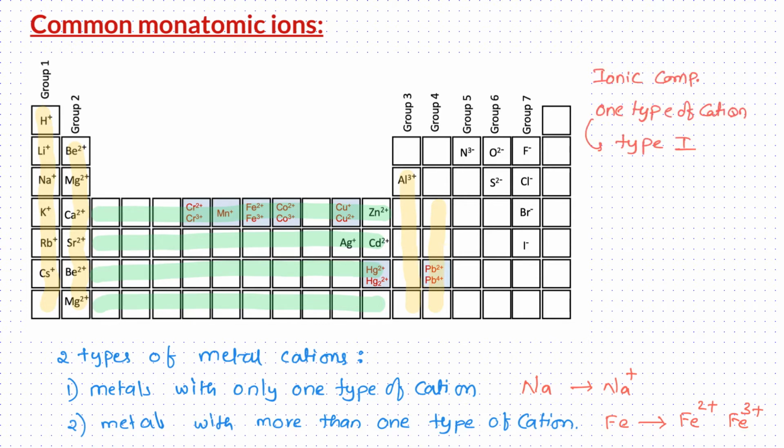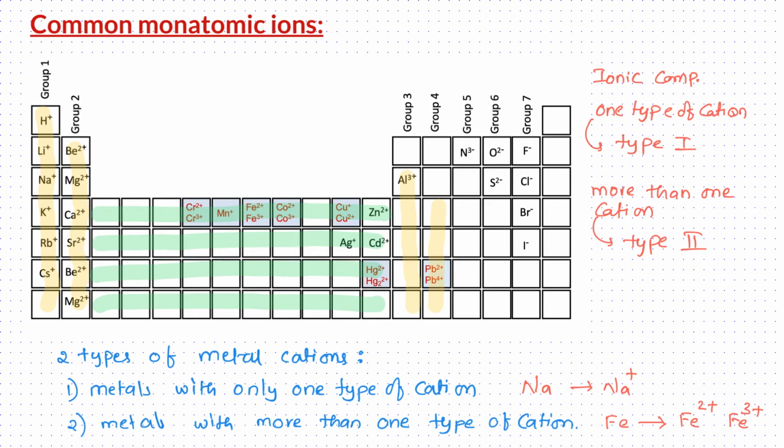So, an ionic compound containing a metal that can form only one type of cation is classified as a type 1 ionic compound, and an ionic compound containing a metal that can form multiple types of cations is classified as type 2.